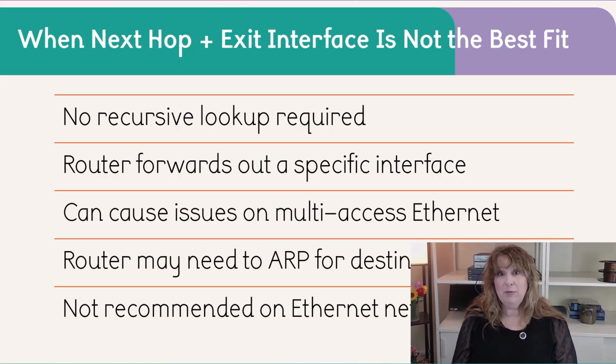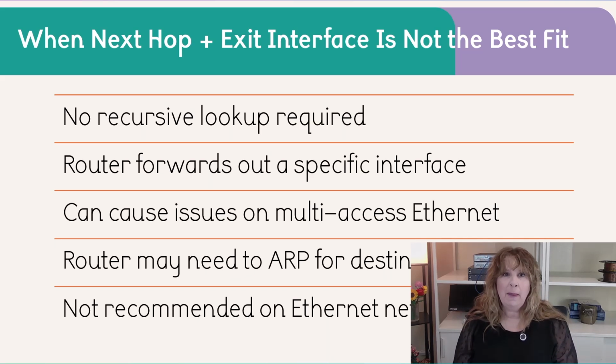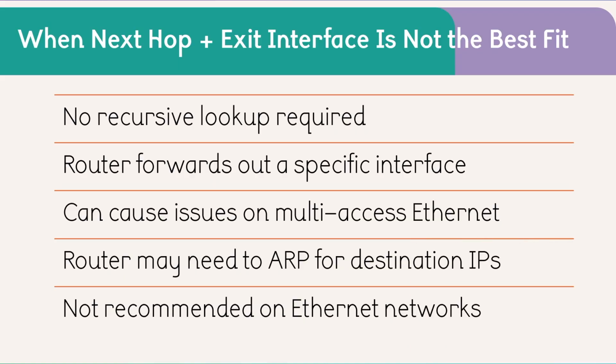Okay, now that we went through that, you might think, oh, I'm always going to use next hop and exit interface. But that isn't necessarily always the best option. There are other environments that are generally beyond the scope of the CCNA, where you would not want to use next hop plus exit interface. For example, there might be times when the IP address on the other side of the link would be likely to change. Then it would be a bad idea to use that next hop IP address. So you would only use exit interface.